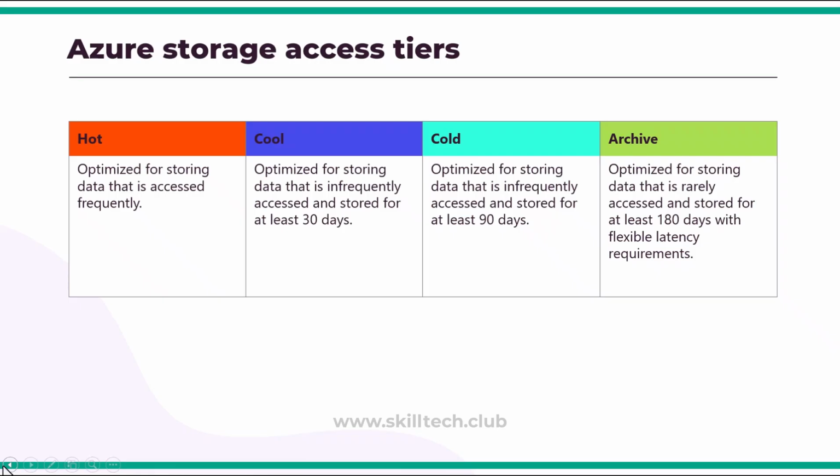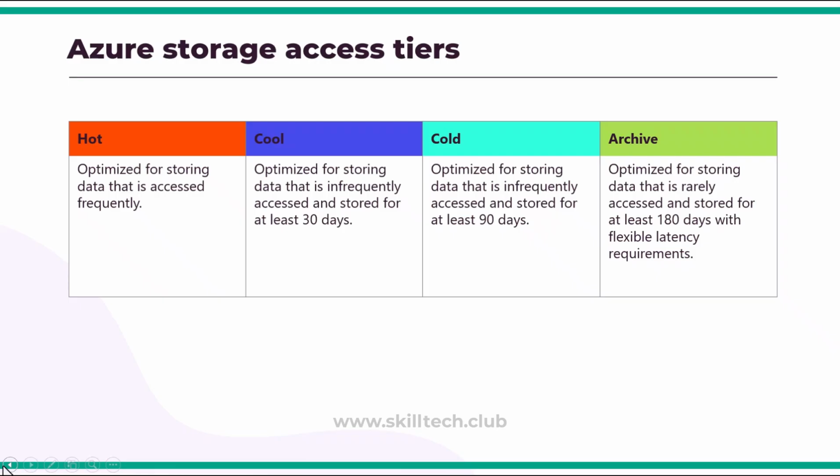And last is archive. This is optimized for storing data which is very rarely accessed, or which we really do not want to access for months. That's the reason it says that if you have to store the data for at least 180 days and you are very rarely accessing it, then that is the preferable requirement for archive.